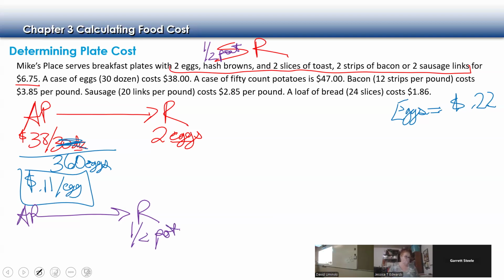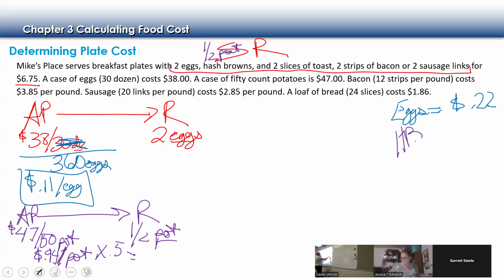and a 50 count, so $47 per 50 potatoes. Do my units match? Potato, potato? Yeah, right? So we divide 47 divided by 50 is 94 cents per potato. Multiply it by 0.5. And my hash browns equals how much? 47 cents.